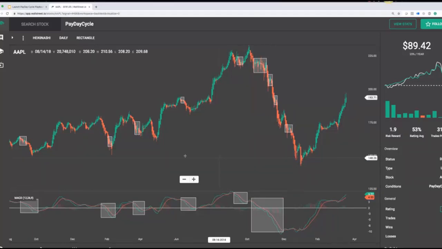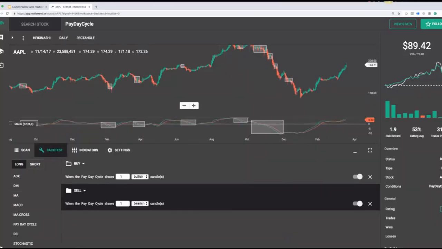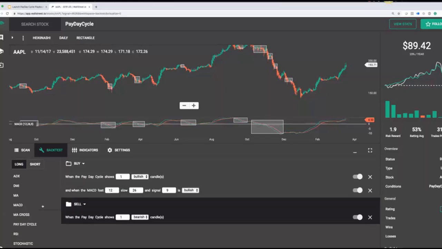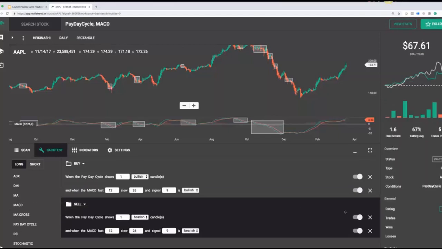Now, what we could do here at Wall Street AO is actually backtest this and check it out. One of the cool things we built for our backtester is the ability to drag and drop conditions. So the way this reads right now is I want to buy when the payday cycle on the Heikin-Ashi chart shows the first bullish bar, buy at the close, and sell on the first red, bearish bar. So now I'm going to add in the MACD. I can simply click and drag the MACD right up in here, and I'm going to use this as my buy condition as well as the sell.